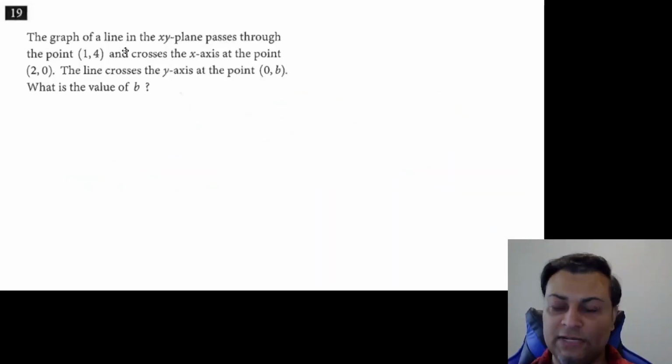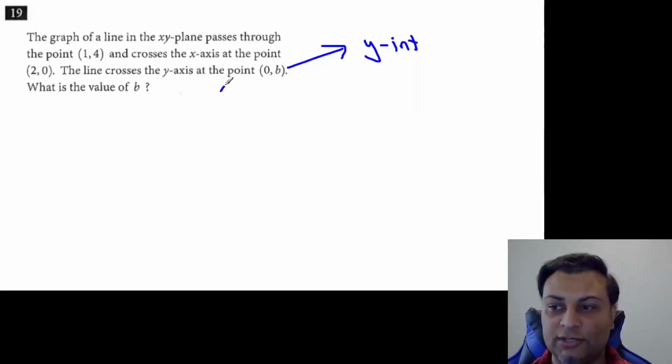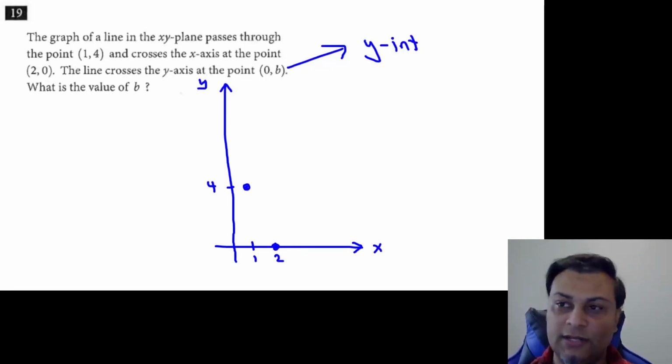Question 19. The graph of a line in the xy plane passes through the points (1, 4) and (2, 0). Also, the line crosses the y-axis at the point (0, b). What is the value of b? So this is the y-intercept. There are many ways to do this problem. One way to solve it is just to sketch it. Here's x, here's y, and the line goes through the points (1, 4) and (2, 0).